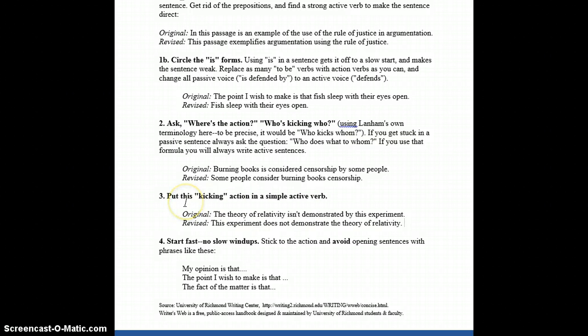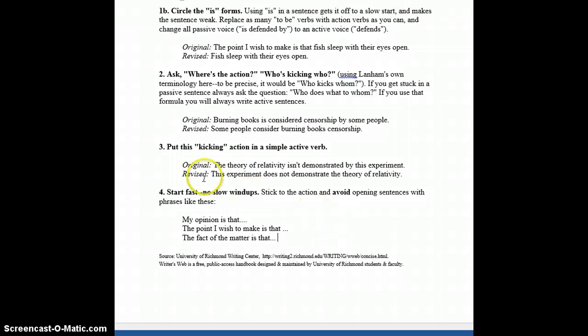Put this kicking action in a simple active verb. The theory of relativity isn't demonstrated by this experiment. You've got passive again and a prepositional phrase. Prepositional phrases aren't wrong, it's just we don't want to overuse them. This experiment does not demonstrate the theory of relativity. So right away I get the subject and I get an active verb, and it's an active sentence instead of passive. So start fast, no slow wind-ups.